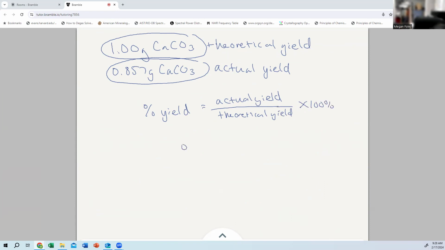So this would be 0.857 grams of CaCO3 divided by 1.00 grams of CaCO3 multiplied by 100%. The grams of CaCO3 cancel out and we get 85.7% yield. We also have a percent error, which is essentially going to be the difference between the theoretical yield and the actual yield divided by our theoretical yield.